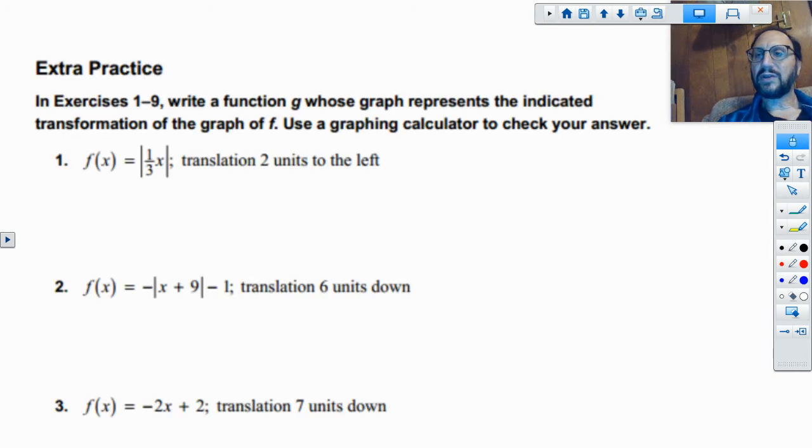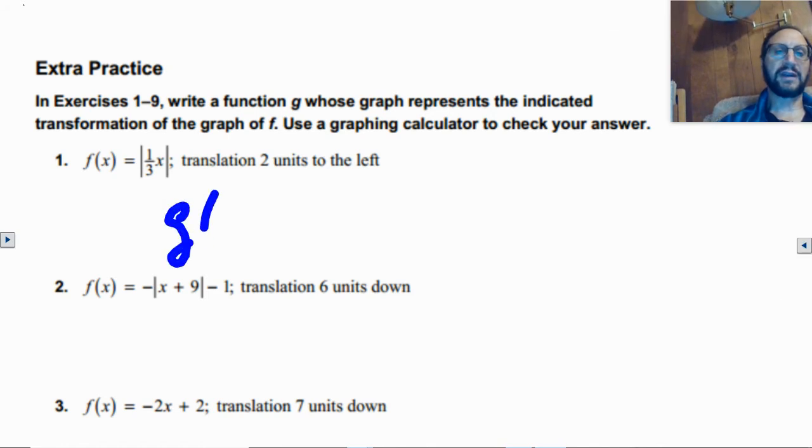Let's see. Try these 3 before I do, and it'll help you if you try them before I do them. All right, so I hope you've unpaused. If not, you still have an opportunity to pause. So this one here says f of x. We're going to translate 2 units to the right. Our new function g of x is going to be 2 units to the left.